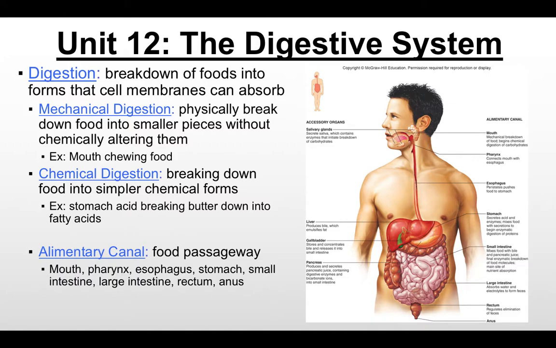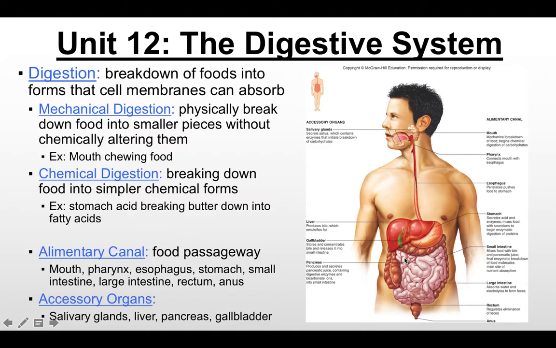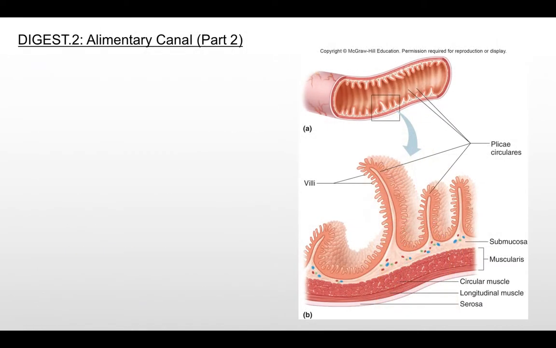Last time we talked about food as it traveled through the mouth, the pharynx, which is the back of the throat, the esophagus, and into the stomach. Today we'll pick up there and describe all these twisted tubes of intestines, what's going on here, why there are two sets of intestines, etc. So your new heading today, DIGEST.2 Alimentary Canal, Part 2.